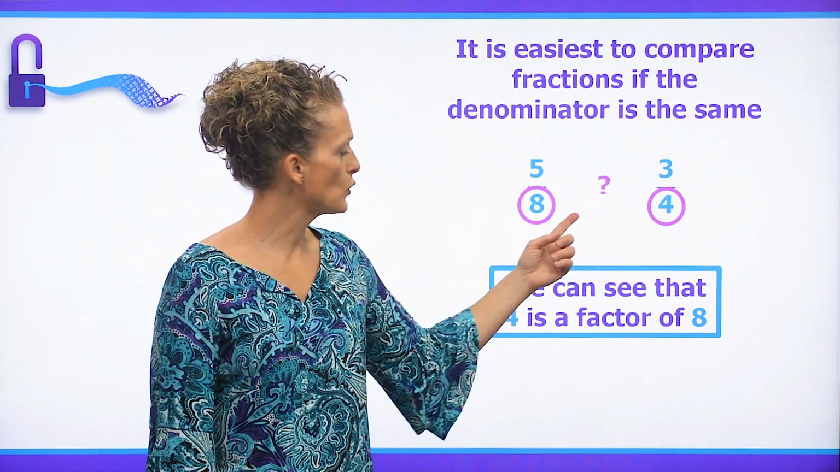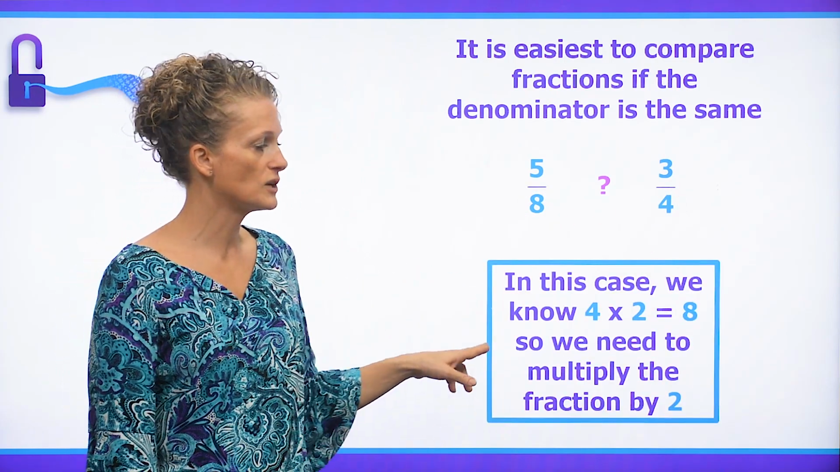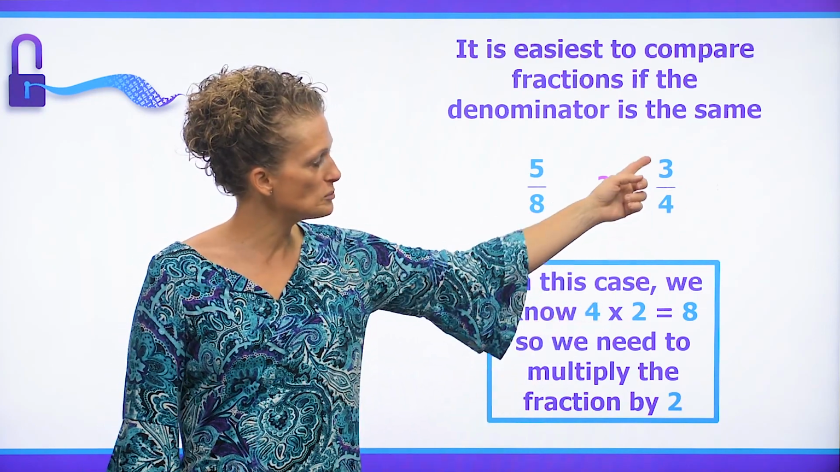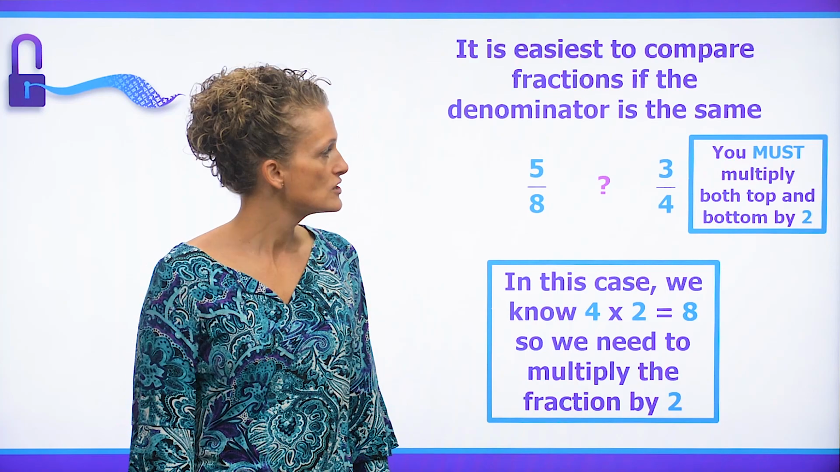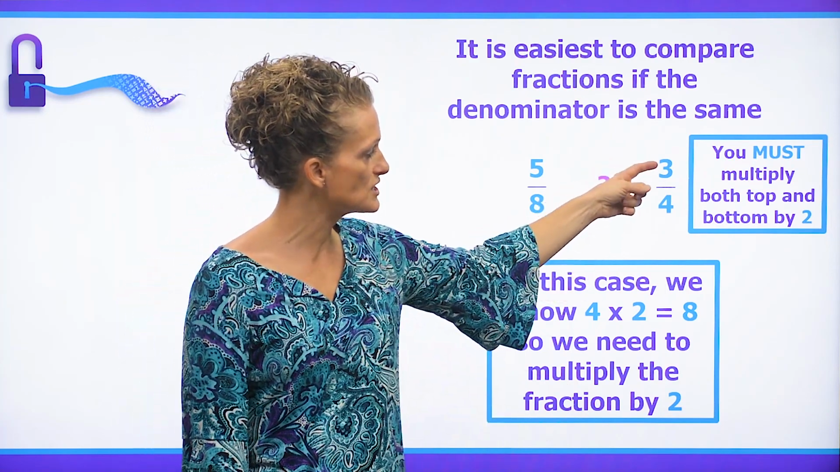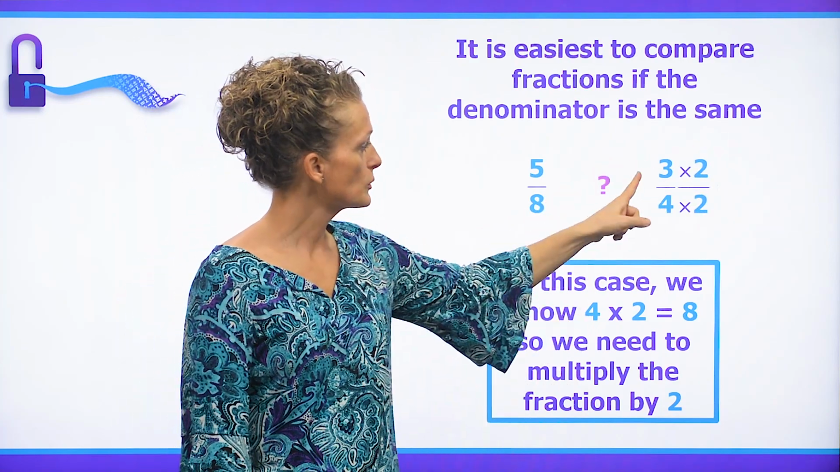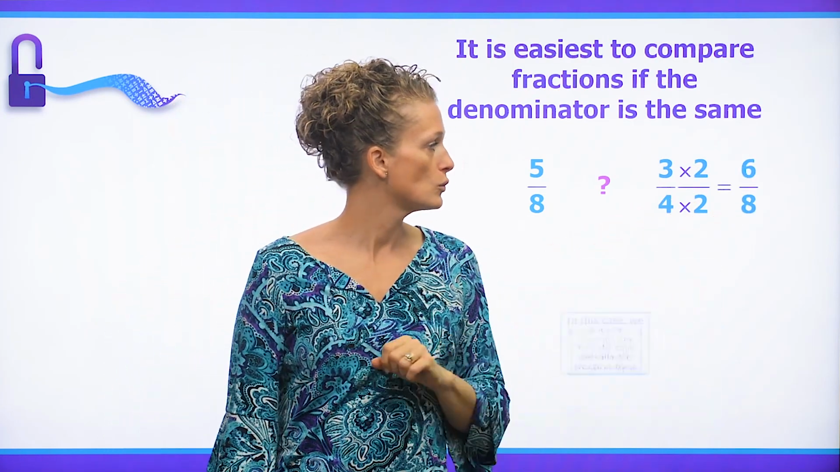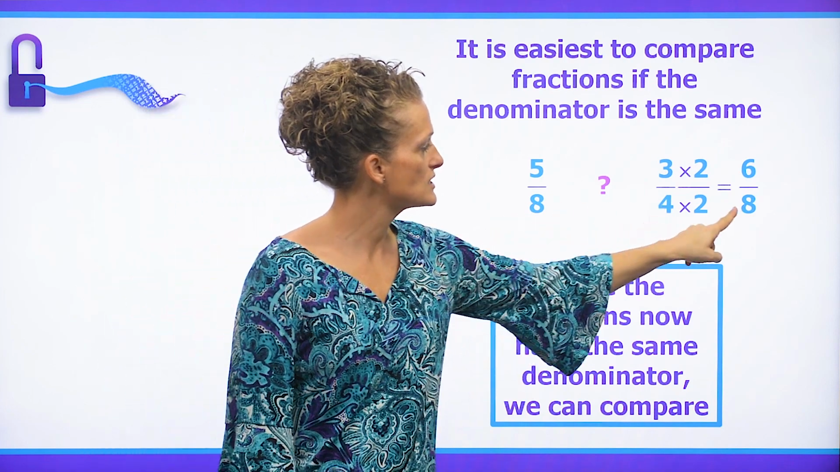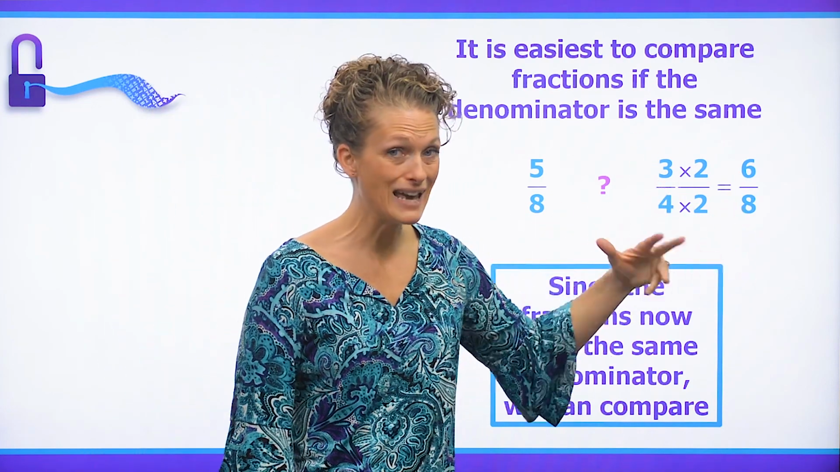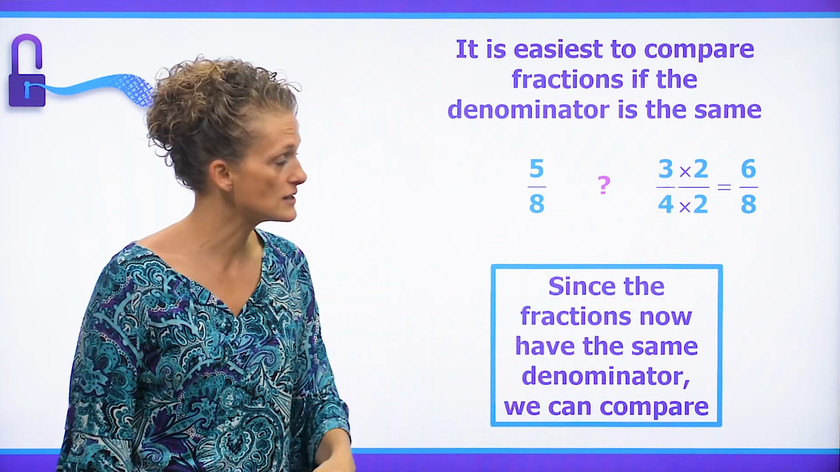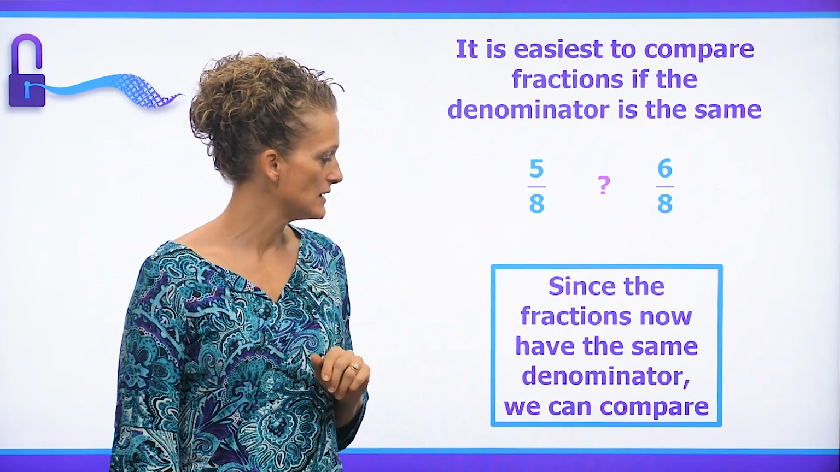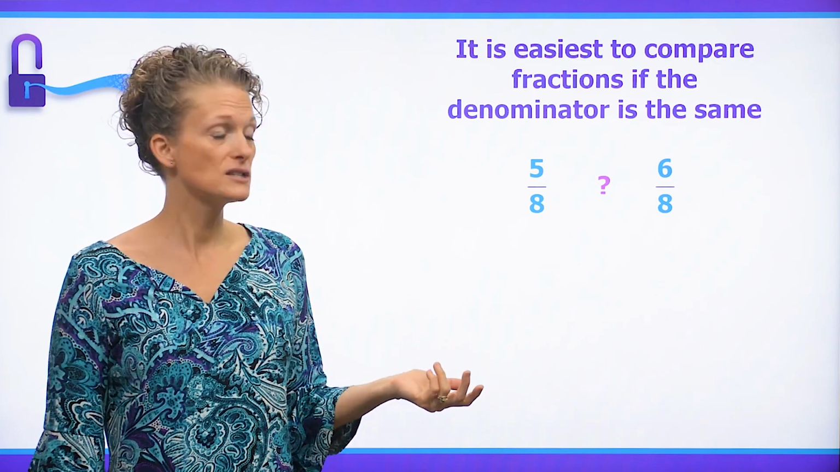So we can see that 4 is a factor of 8. So we know that 4 times 2 equals 8. So we need to multiply this fraction by 2. So we have to multiply both the top and the bottom by 2. So we're going to multiply 3 times 2, which is 6, and 4 times 2, which is 8. So now, because 3/4 and 6/8 are equivalent fractions, we can now compare 5/8 and 6/8 because they now have the same denominator.